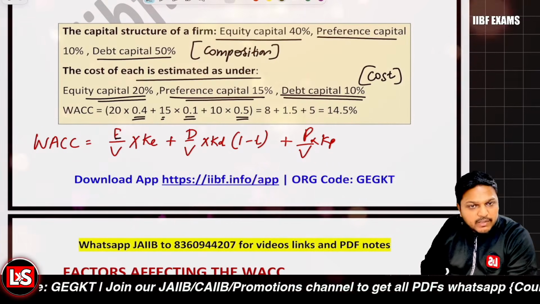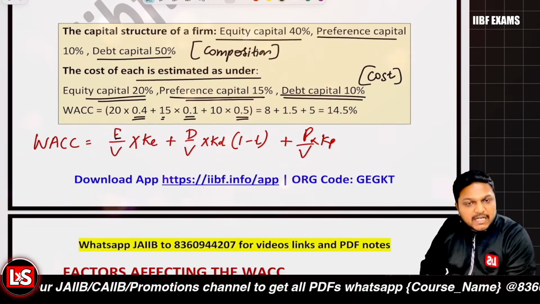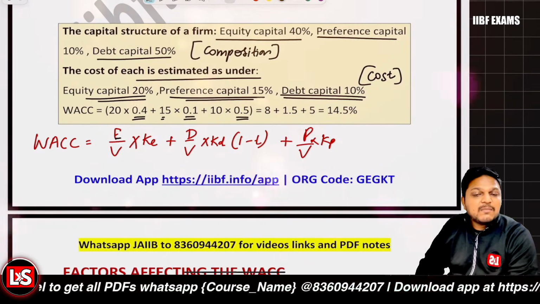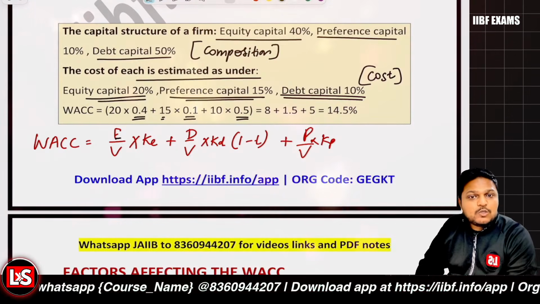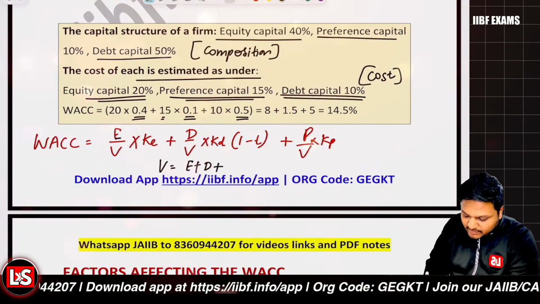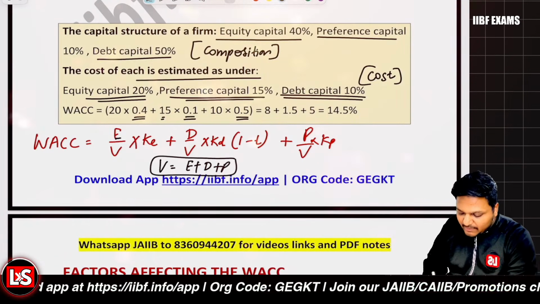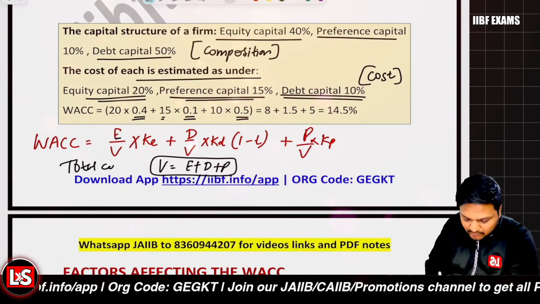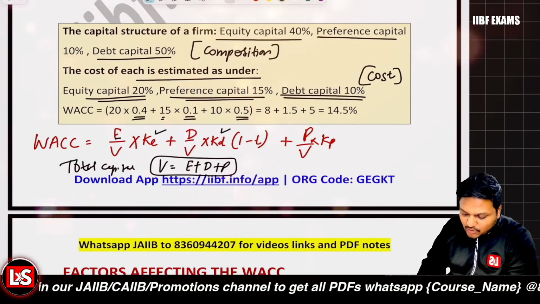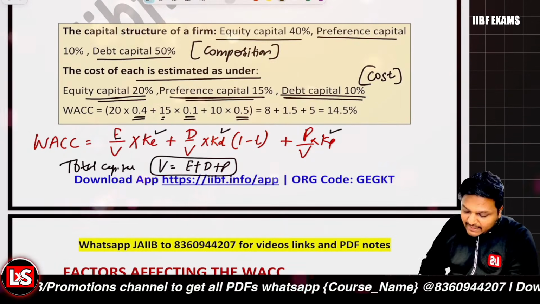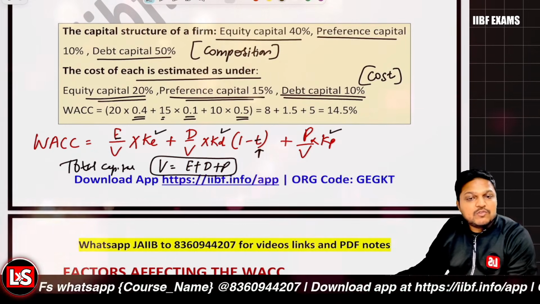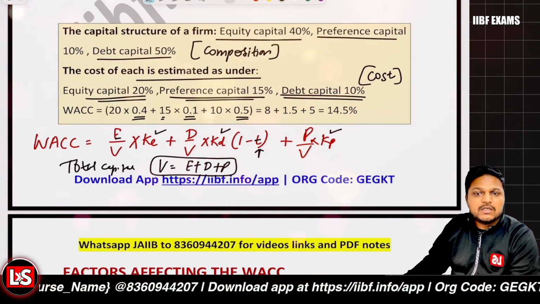D is the market value of the debt, and P represents the market value of the preference capital, and V is the total capital, means V is equal to E plus D plus P. KE is the cost of equity, KD is the cost of debt, KP is the cost of preference capital, and T is the tax rate. So this is also a formula related to the WACC.